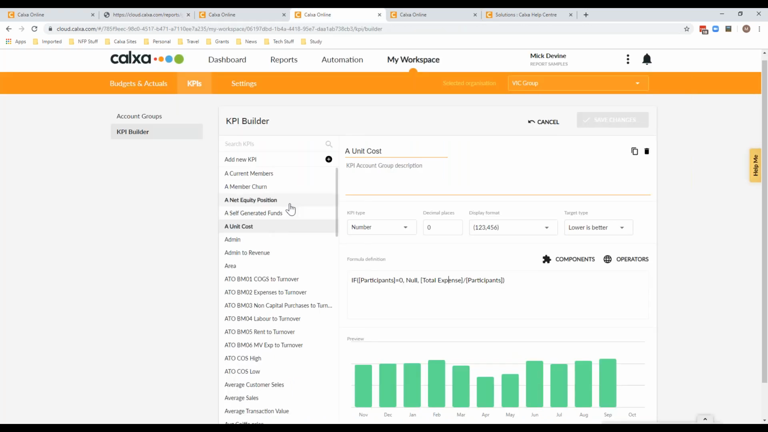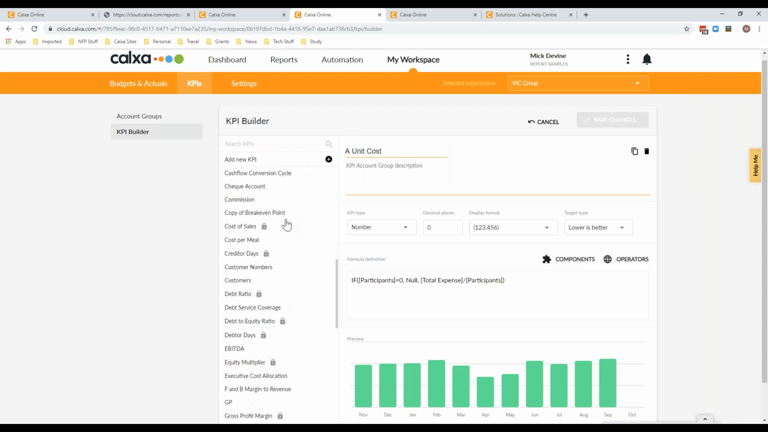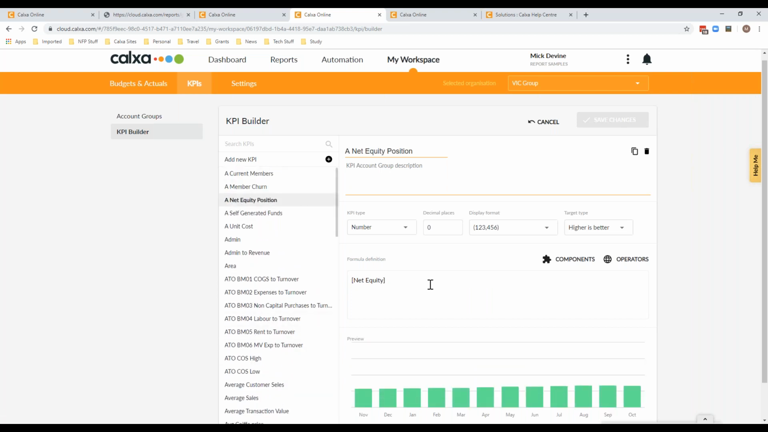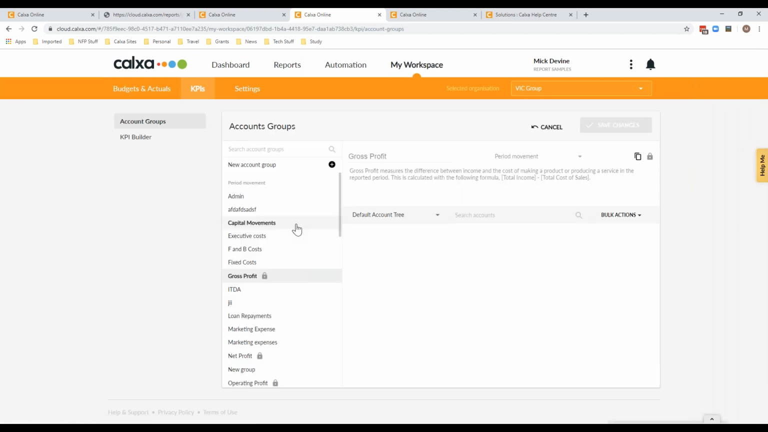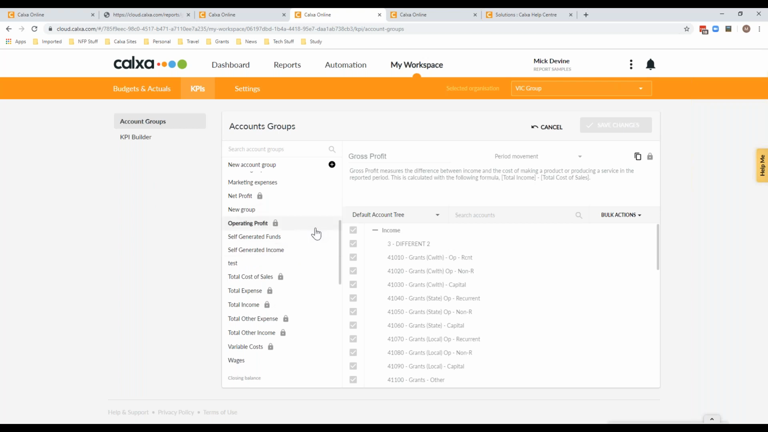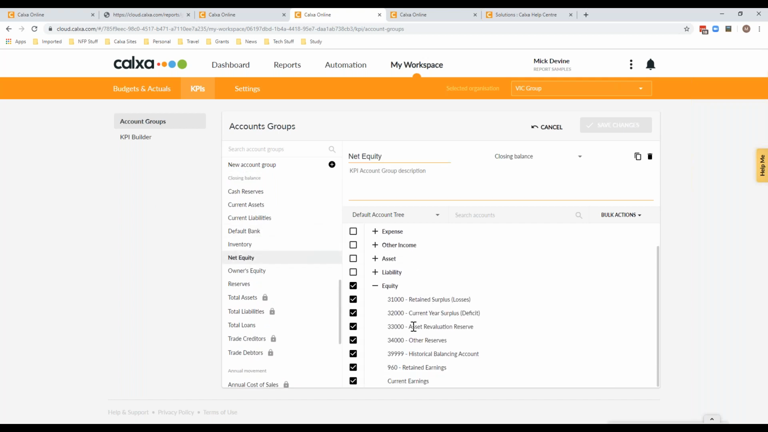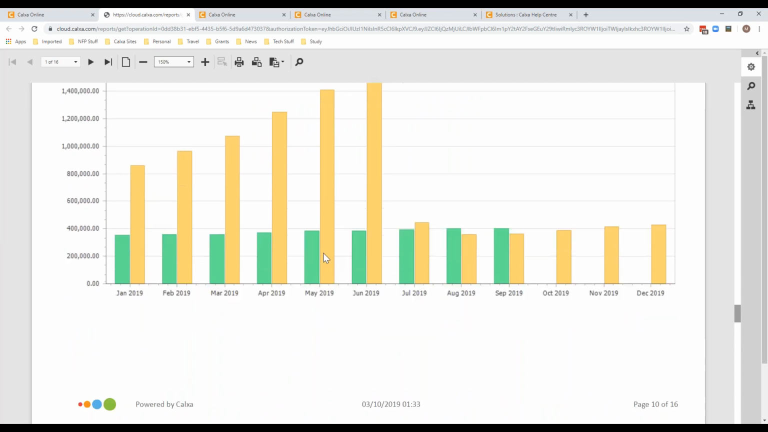And again, the actual formula is simple. If I can find it, net equity position. I've got an account group called net equity, and it's a balance sheet one. There you go. I've just ticked which accounts I want to include there, and basically I've just ticked all the equity accounts. So simple stuff, but as a board member, it tells you that this business isn't going down the drain. If that net equity line was going down at a rapid pace from month to month, as a board member, I'd be worried.